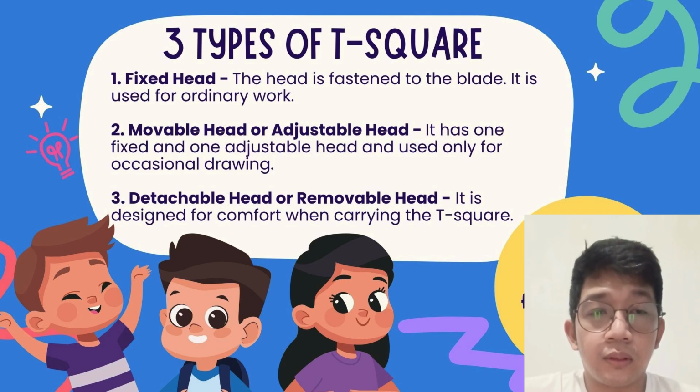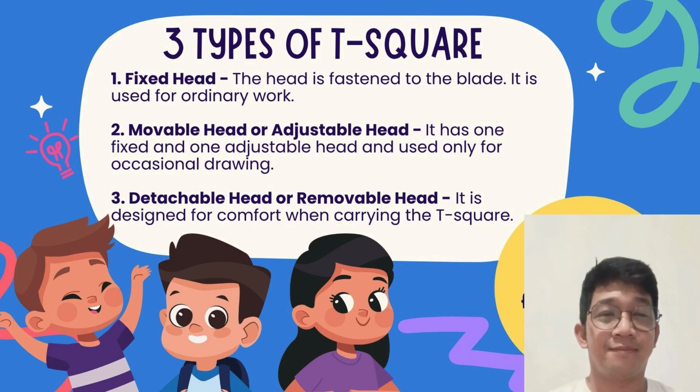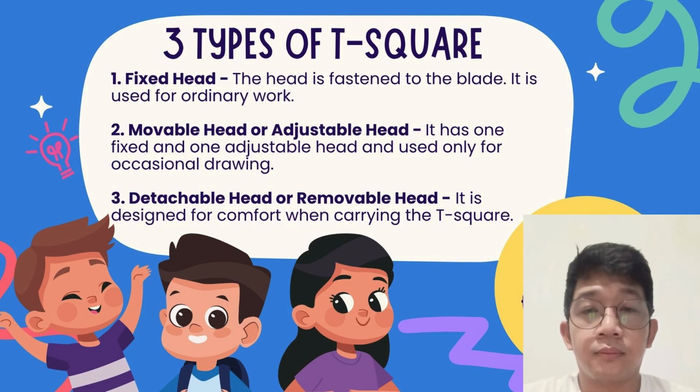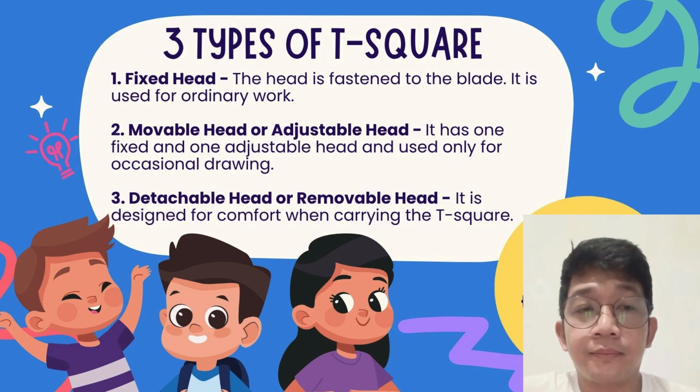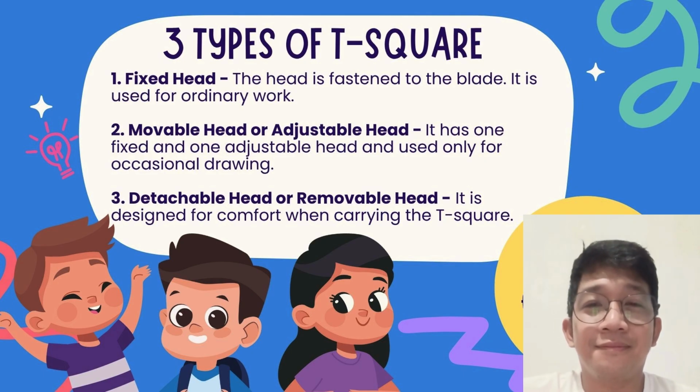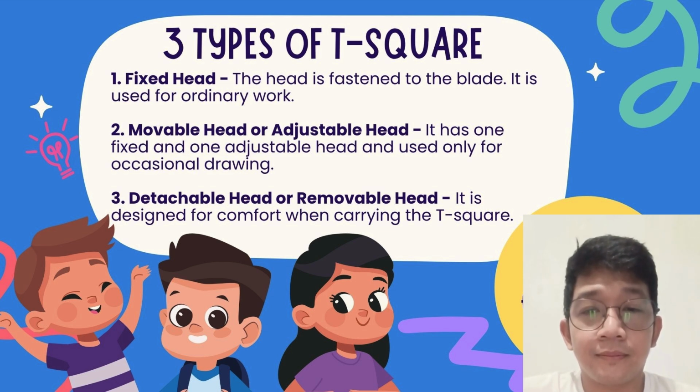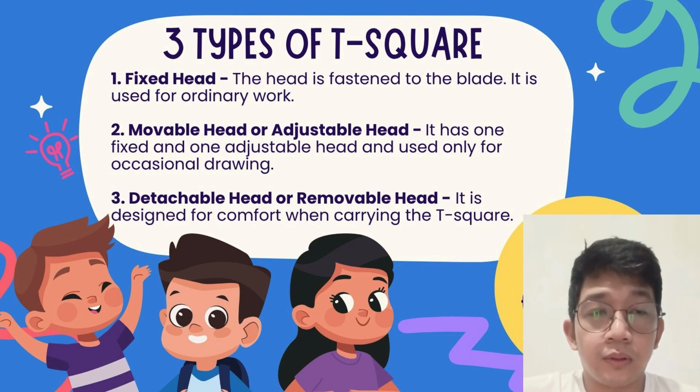2. Movable head or adjustable head. It has one fixed and one adjustable head and is used only for occasional drawing. 3. Detachable head or removable head. It is designed for comfort when carrying the T-square. Knowing the different types of T-square is important for anyone involved in drafting or technical drawing because each type serves a specific purpose.